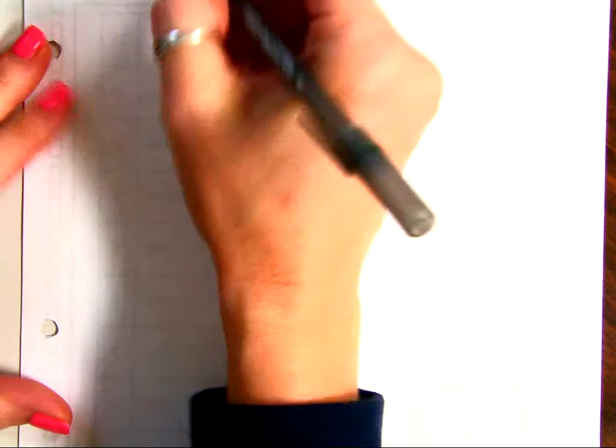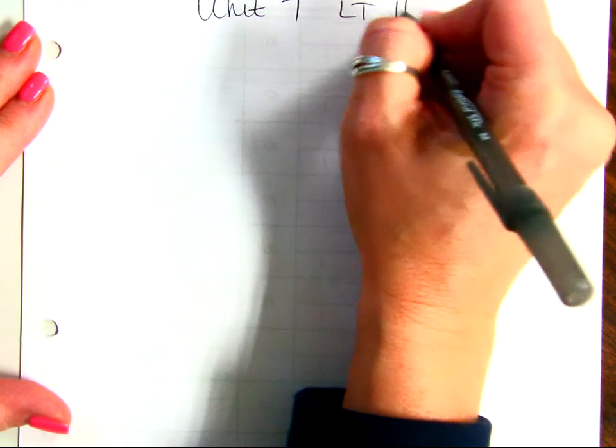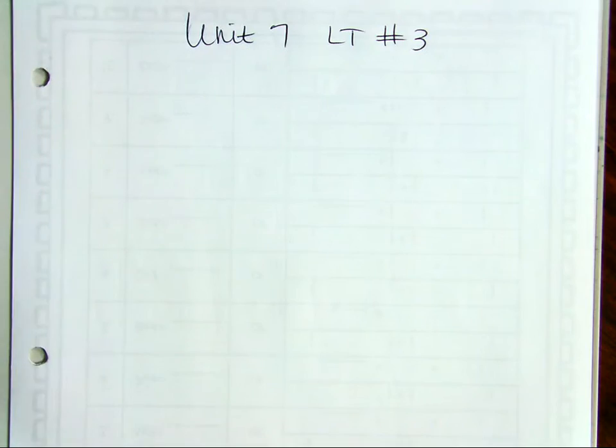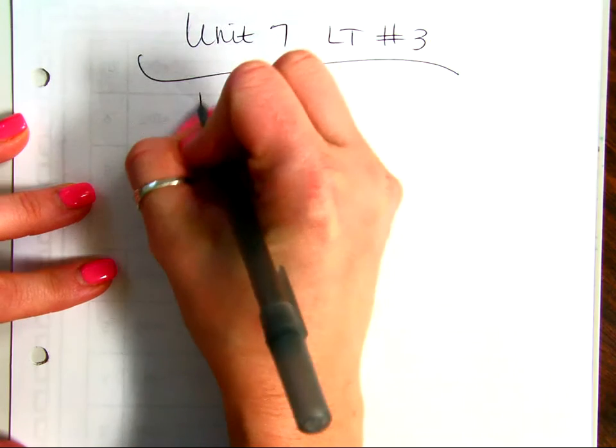Right, so we are going to start out today, Unit 7, Learning Target 3. First we identified what polynomials were and classified them in Learning Target 1. In Learning Target 2, we added and subtracted them. So today, Learning Target 3, we're going to multiply them.